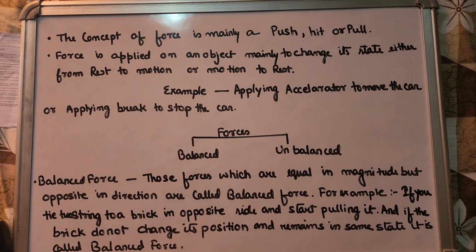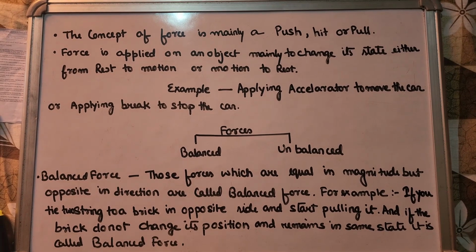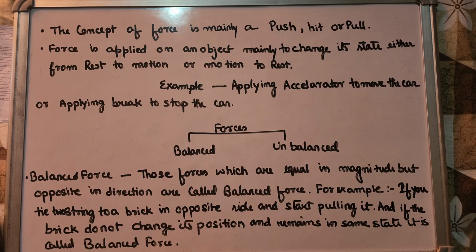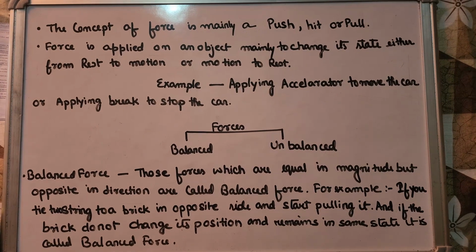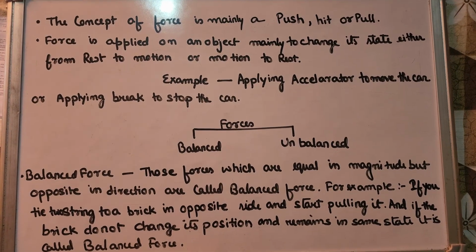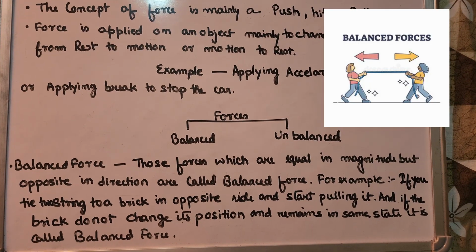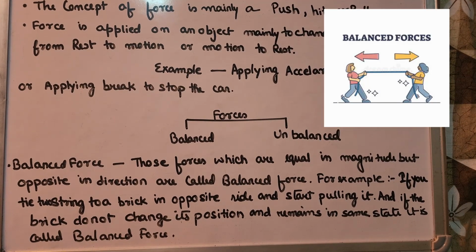Number 2. The force is applied on an object mainly to change its state, either from rest to motion or motion to rest. For example, applying the accelerator to move a car or applying the brake to stop a car. Now, the forces that we have discussed are of two types, balanced force and unbalanced force. Balanced force: the forces which are equal in magnitude but opposite in direction are called balanced forces.